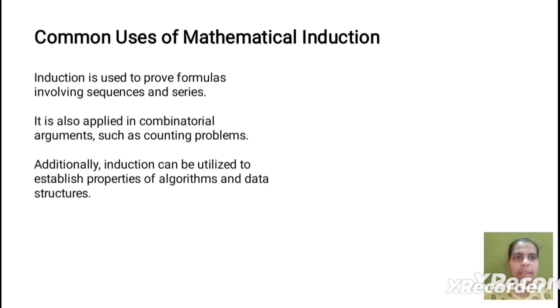Common uses of mathematical induction. Induction is used to prove formulas involving sequences and series. It is also applied in combinatorial arguments such as counting problems. Additionally, induction can be utilized to establish properties of algorithms and data structures.